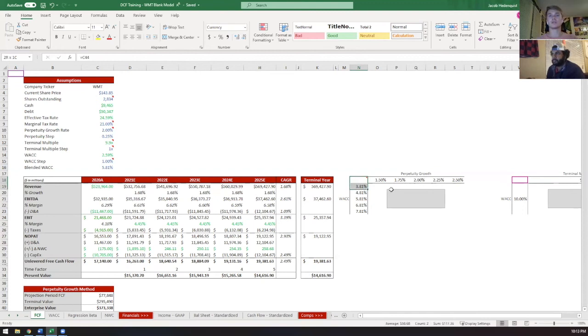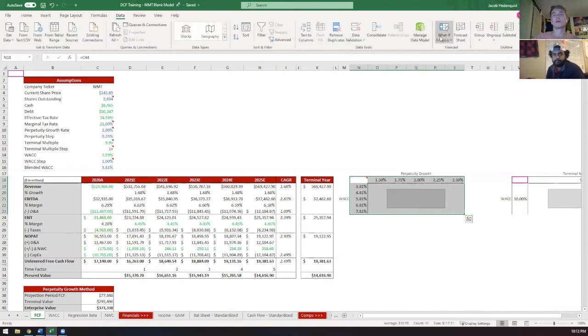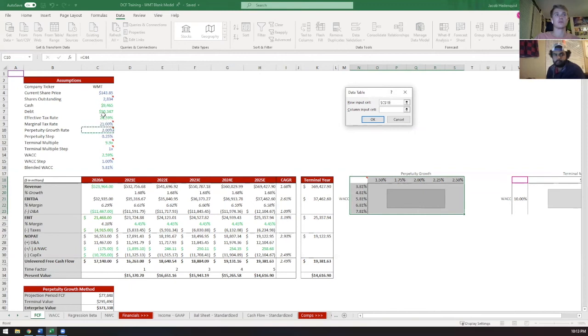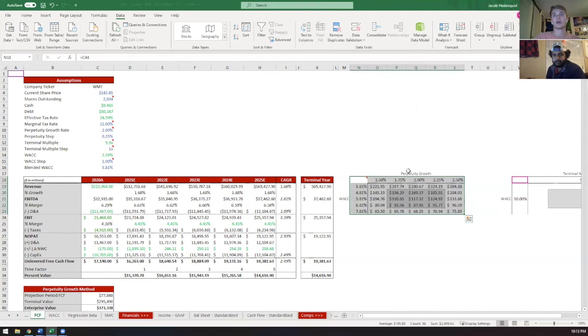Cool, so in order to get the sensitivity table, we're going to highlight all this, and then go to Data, What-If Analysis, Data Table. Our row input cell is going to be that 2%, but in order for the sensitivity table to work, we have to click on it over here because this is linked to the rest of the model. Our column input is going to be this 5.81% blended WACC, and then we hit OK.